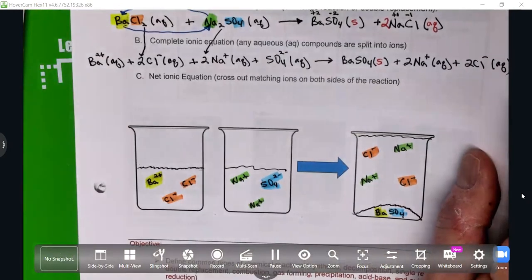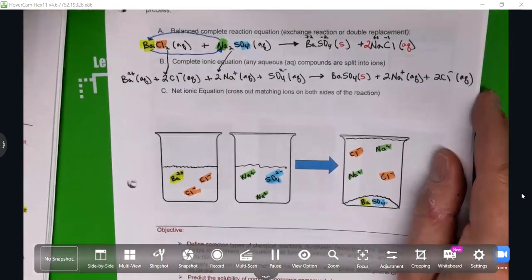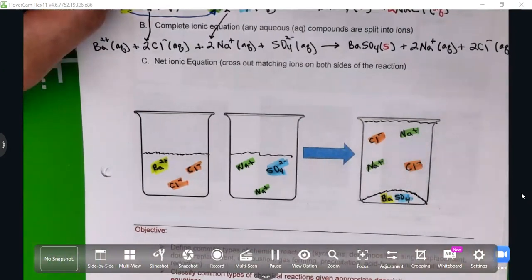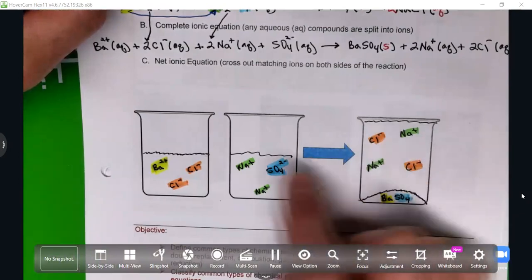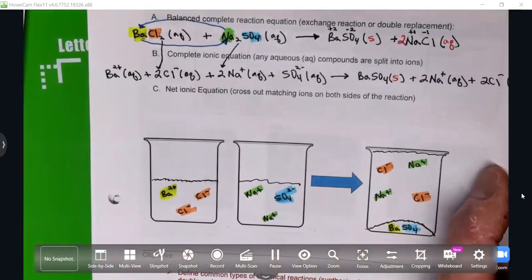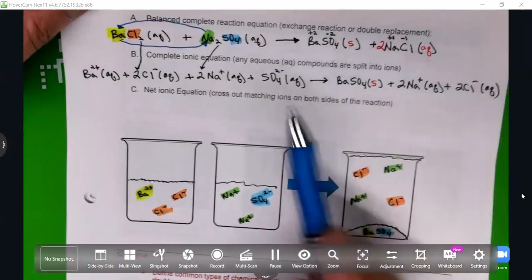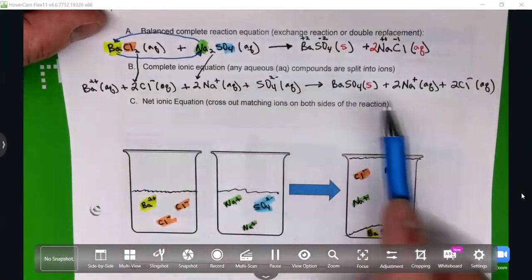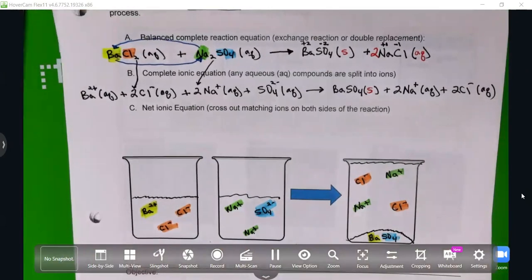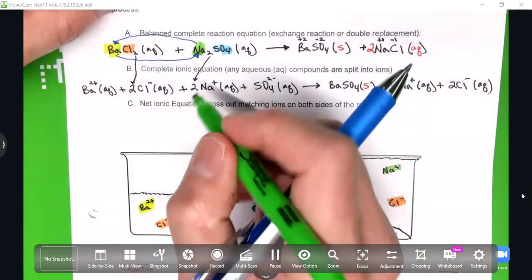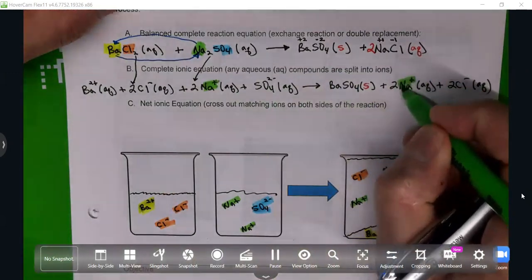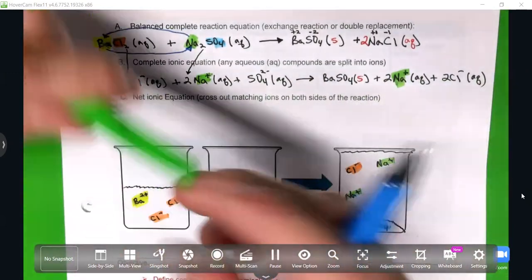So let's see now. Let's deal with these. These are not really part of our net ionic equation. They are in there to keep charge neutrality. So we can eliminate spectator ions. What are spectator ions? All you have to do is look from one side to the other, and they're exactly the same. Here's my sodium on this side and my sodium on this side. Exactly the same.